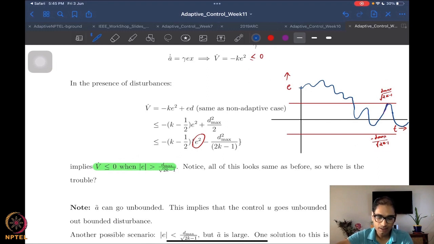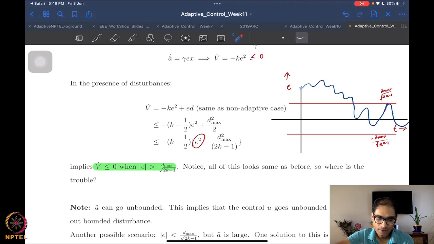Excellent, this is good to know. I kept saying that there are so many problems, and now I find that E goes into this residual set. In fact, the size of the residual set can also be controlled similarly using the gain K. Then you might ask me, really, what were you even talking about? All right, so let's come to the trouble part.